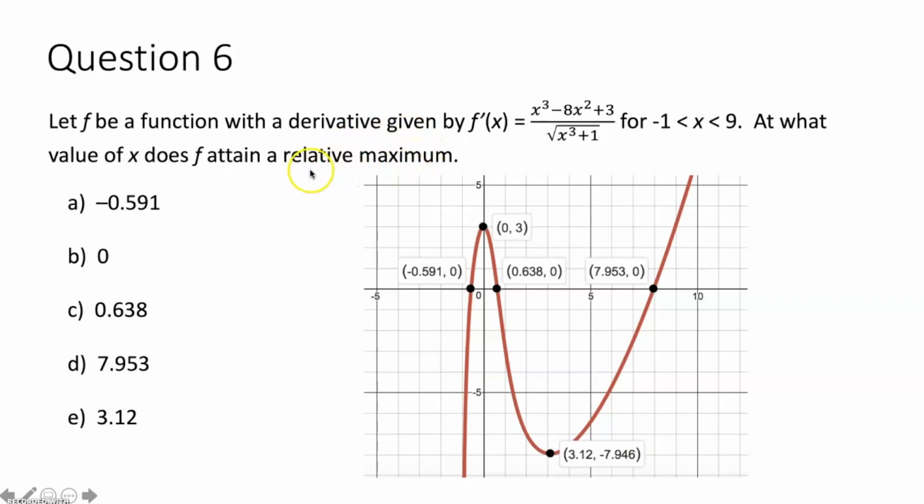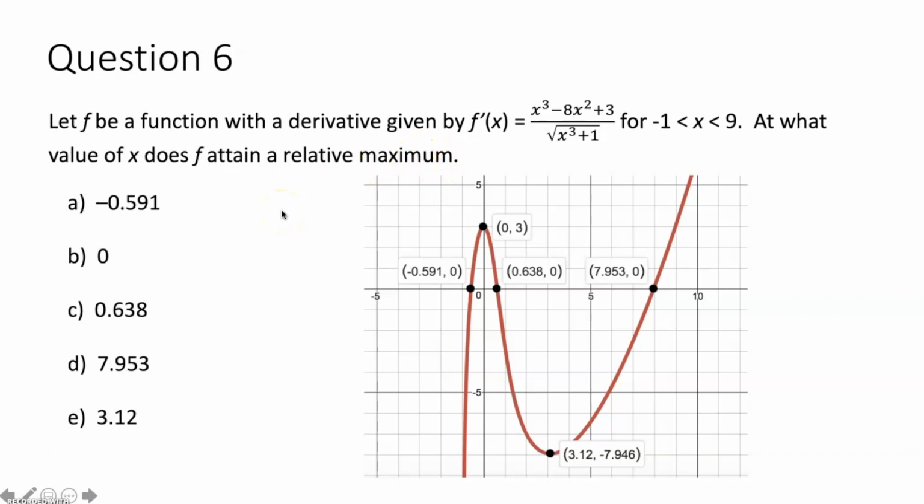Now remember, relative max and min values occur at whatever x values cause your derivative to equal 0. So here we have critical numbers at x is equal to -0.591, x is equal to 0.638, and x is equal to 7.953. That's why those three are possible answers. That's no coincidence. Now we need to figure out at which of these three x values does our original function have a relative maximum. So we remember the first derivative test.